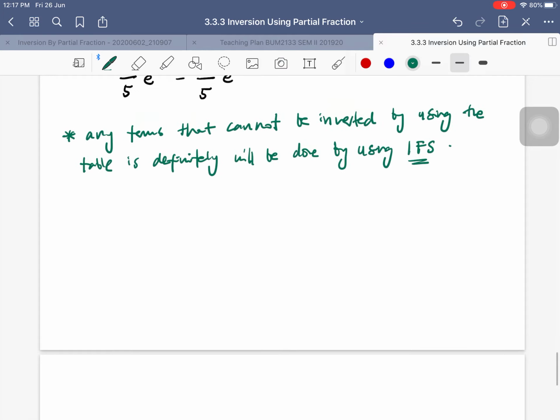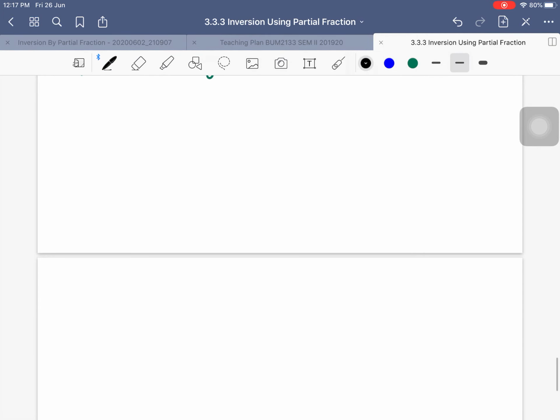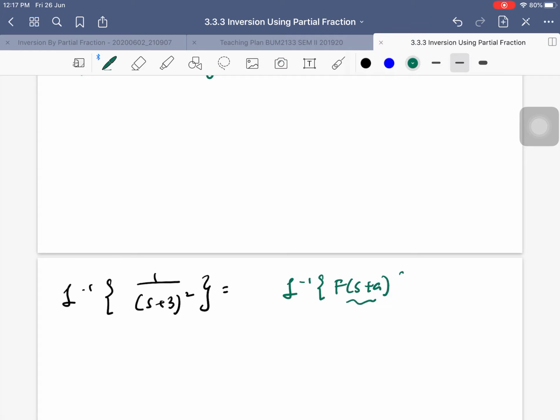Okay, so therefore now let me do the calculation over here. I'm going to find the Laplace inverse of 1 over (s plus 3) squared by using the inverse of the shift theorem. Let me remind you about the inverse of the shift theorem. The theorem states that if I have the Laplace inverse of F of (s plus a) in the denominator, that is going to equal exponential of negative at multiplied by f of t.